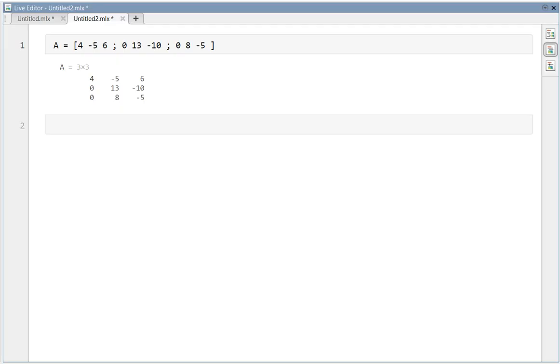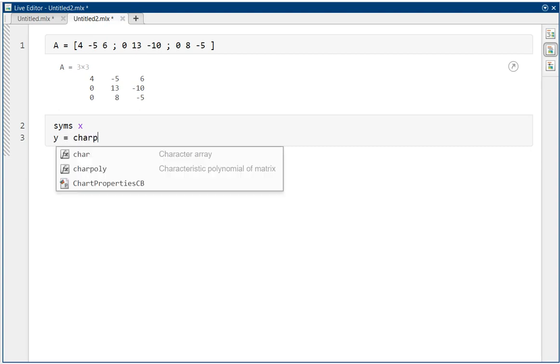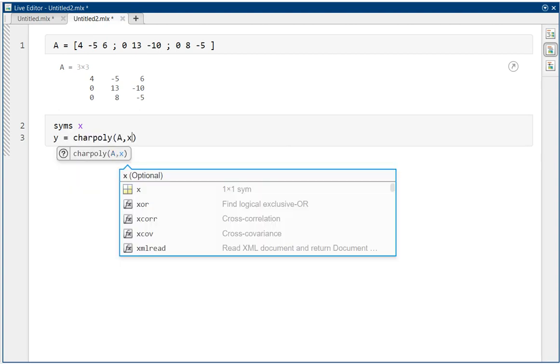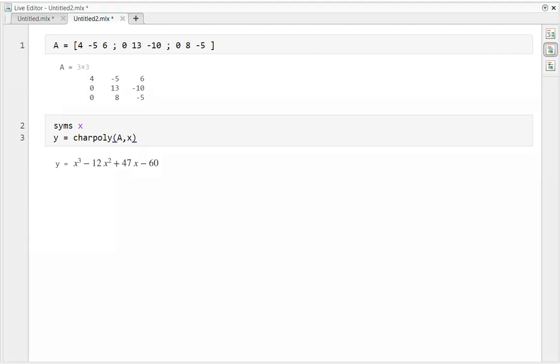Okay, so here we are with a 3 by 3, and this is going to be a little bit challenging, as you'll see when I do the characteristic polynomial. But first I need syms x. Again, this is in the Symbolic Math Toolbox, which you can download. It's a package that goes with MATLAB. And when I do that, I can say y equals charpoly of A, and then I specify the x, which is optional, but it tells it what variable I want to create this polynomial in. And the challenging part is going to be the 60.